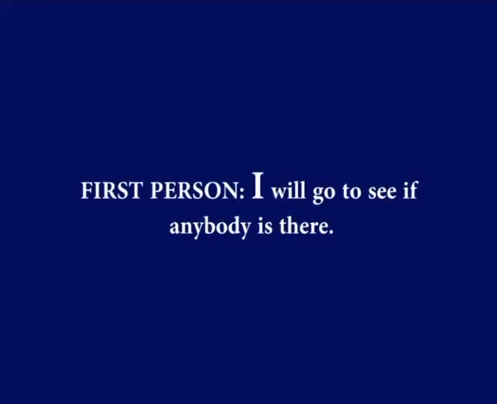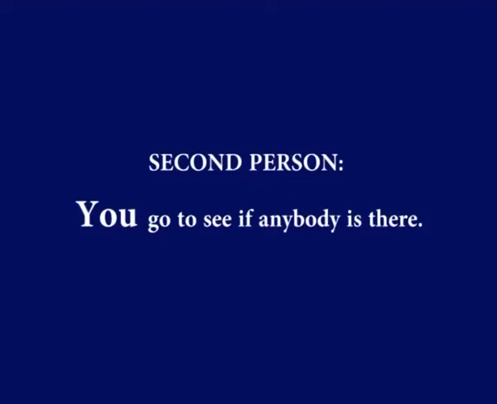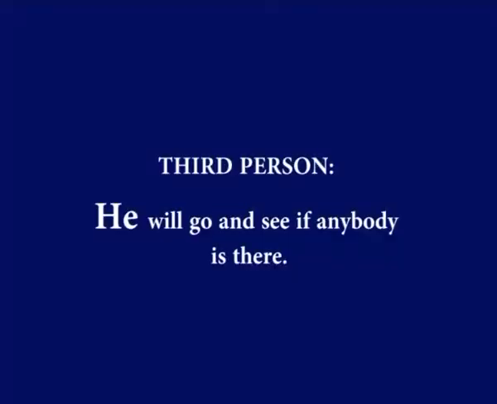Now the first person example is, I will go to see if anybody is there. Now the second person example is, you go to see if anybody is there. Now here you is explicitly stated. Go to see if anybody is there. Now here you is understood in such an instruction. Now the third person example is, he will go and see if anybody is there.